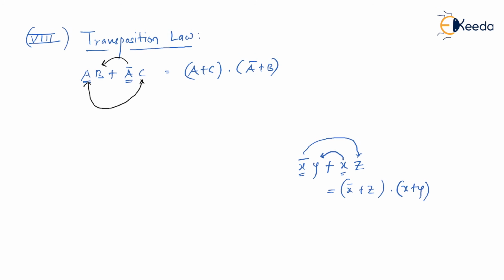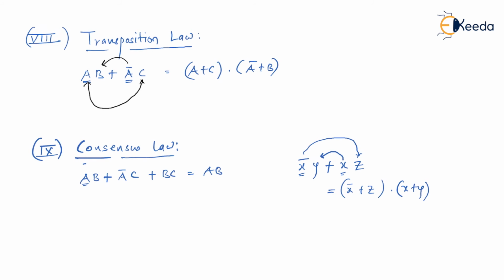Okay. The next law that we are going to look at is the ninth law. It is called the consensus law. So what is meant by the consensus law? Very simple. Look at this. If it is, let's say, AB, then if this is A, there has to be A bar here. Then we have A bar C plus BC. Then this is equivalent to AB plus A bar C.